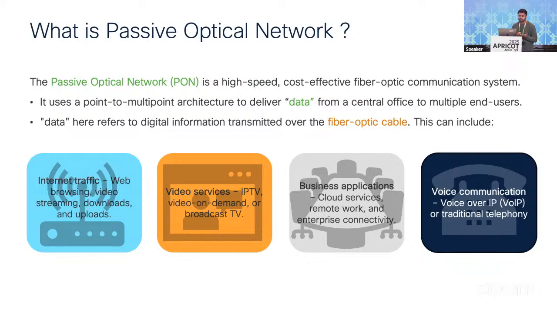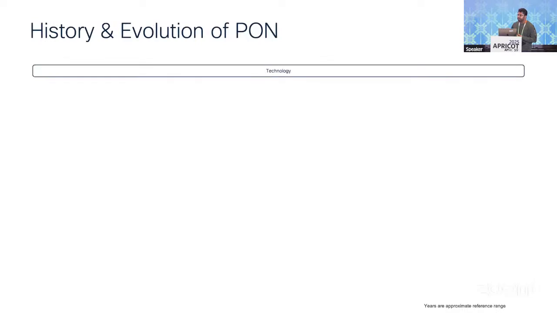When we talk about internet traffic, it could be the web browsing that we do and the video streaming that happens over a period of time. In video services, we have IPTV and other use cases that we know of. Now, how did it evolve over this period of time?